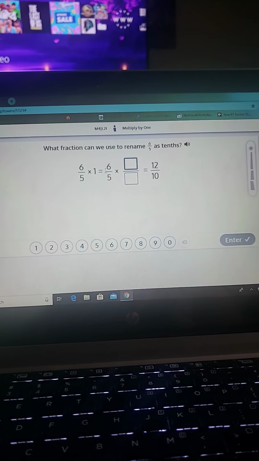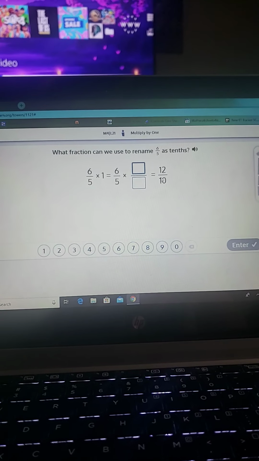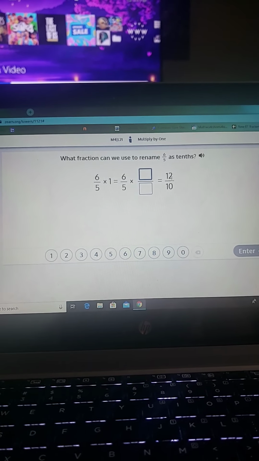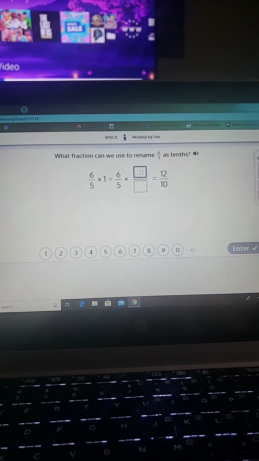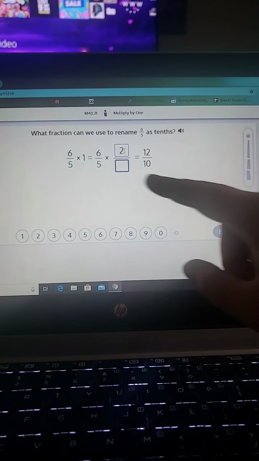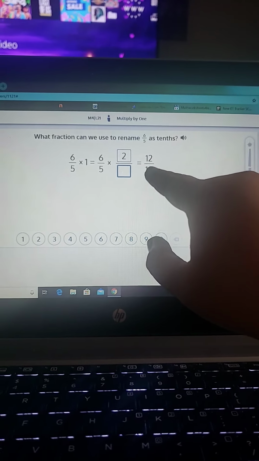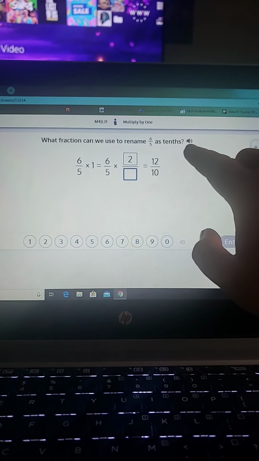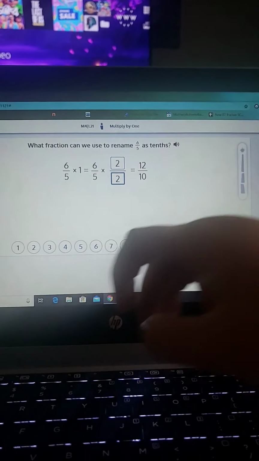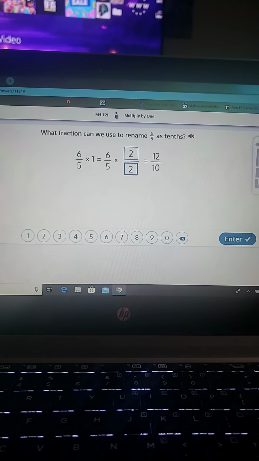So you're going to multiply whatever your numerator is to this one. So for me, it is 6 times what is 12? Well, 6 times 2 is 12. No matter what yours is, whatever this number is, it's always going to be something that can be multiplied. Remember that what you do to your top, you do to your bottom. It has to be the same.